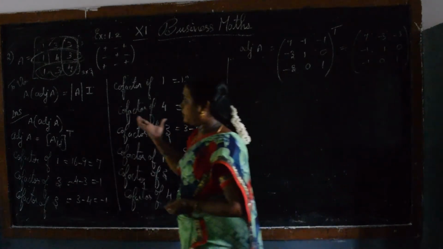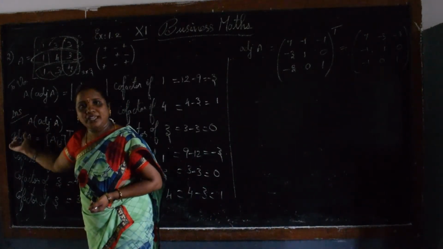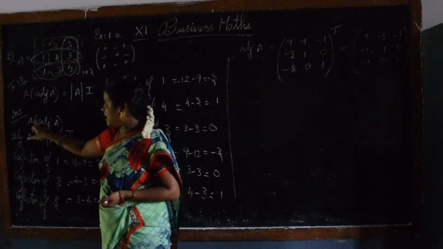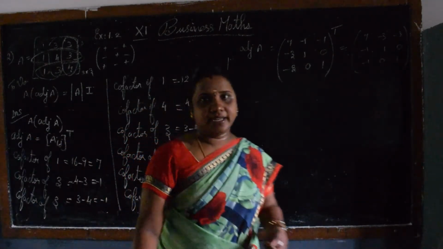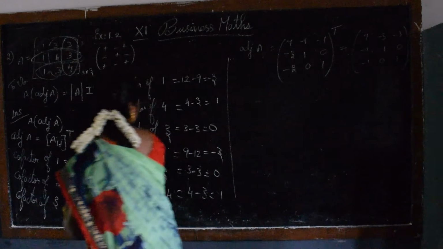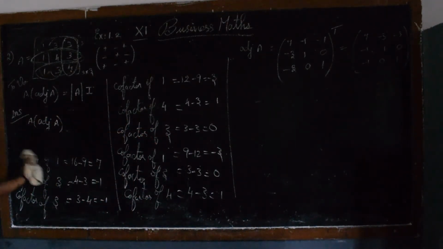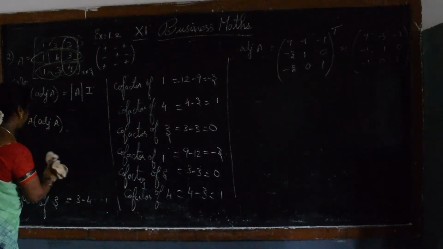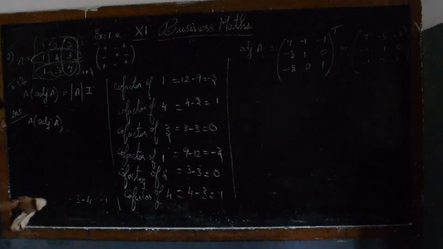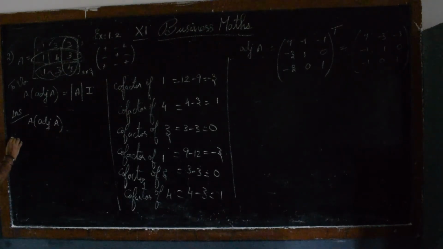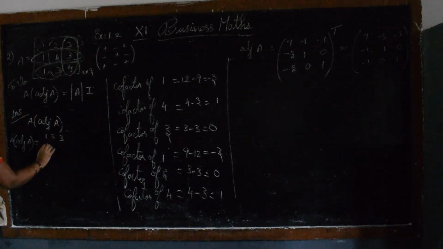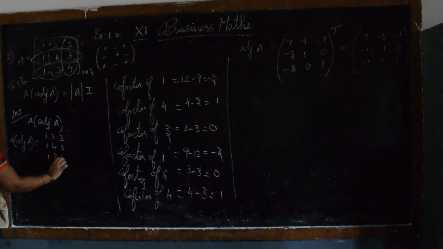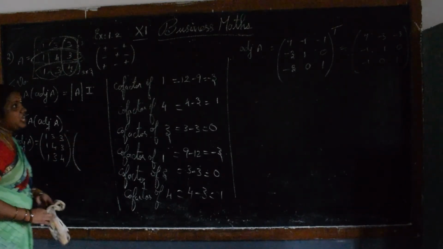Have you understood, children? This is the value for the adjoint of A. Now what you have to do? The adjoint of A, you have to multiply with A. What is our LHS? Multiply A with it. So listen here. Now I am going to multiply the adjoint of A with the A matrix. What is the A matrix? See here. A into adjoint of A is equal to, this is the A matrix: 1 3 3, 1 4 3, 1 3 4.